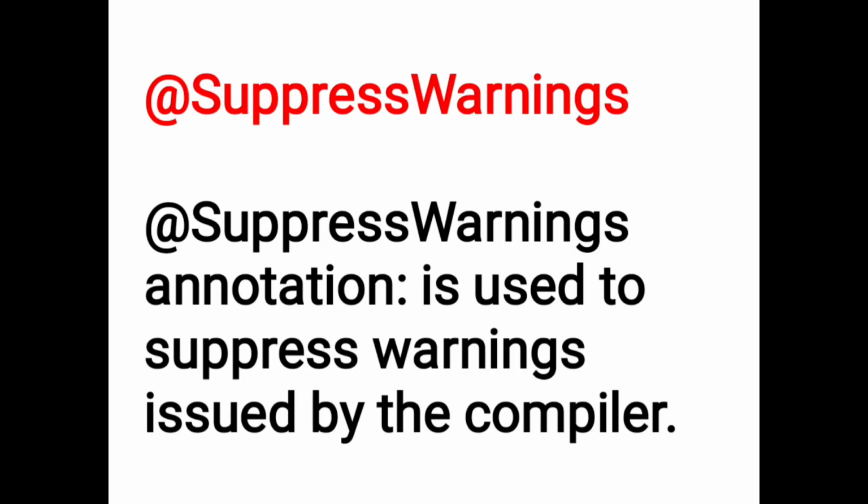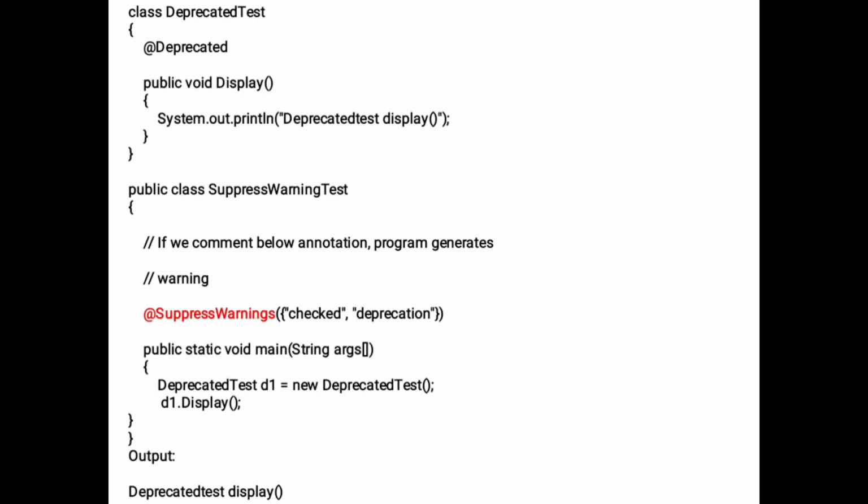SuppressWarnings annotation is used to suppress the warning issued by the compiler. Here is one example. In this example, in one class I am writing the Deprecated annotation, and in another class I write the SuppressWarnings annotation, and it suppresses the compiler's checked or deprecation messages. Then the output is displayed, the deprecated test is displayed.